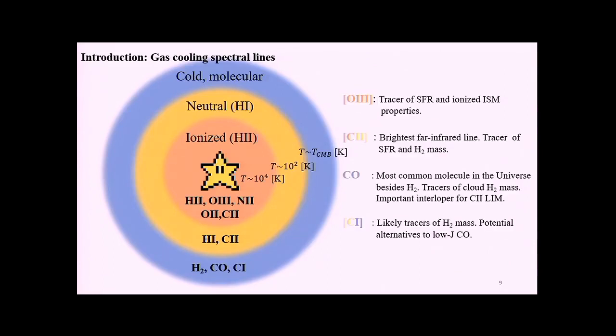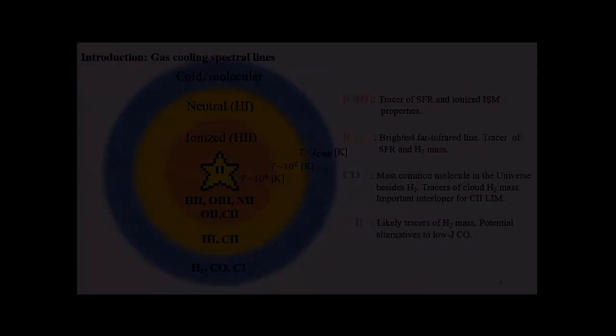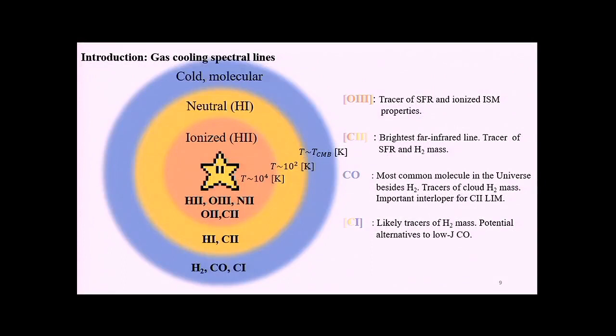So in this very simple picture, I want to highlight several very strong tracers for high redshift galaxies. The O3 line here, which only comes from the H2 region, is a strong tracer for the gas properties in the ionized ISM phase. The C2 line, which comes simultaneously from the H2 and the H1 region, is observed to be the brightest far infrared line, at least in the low and intermediate redshift universe.